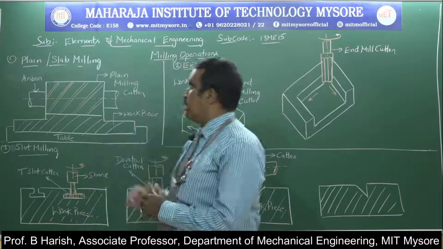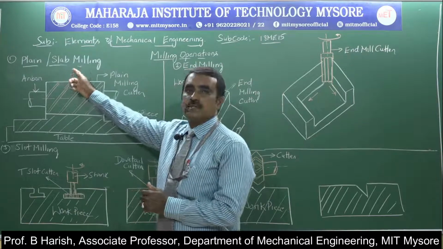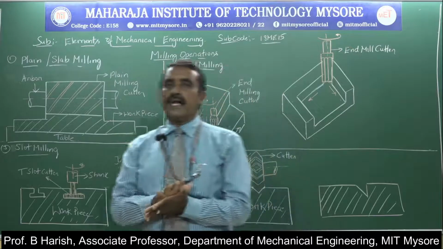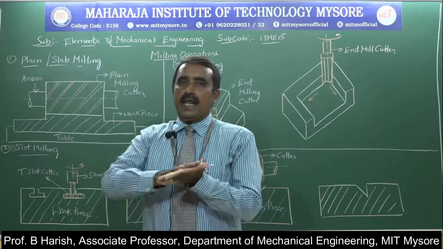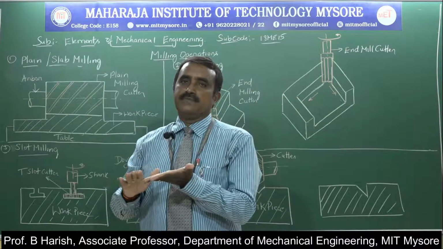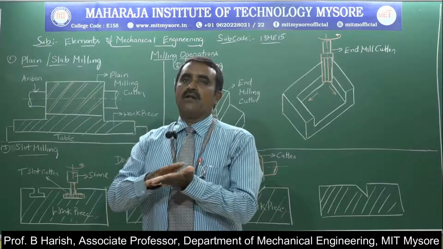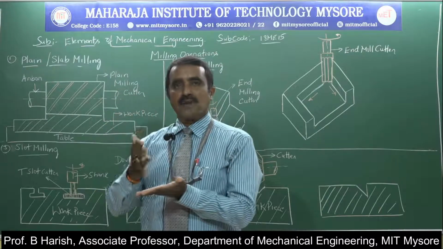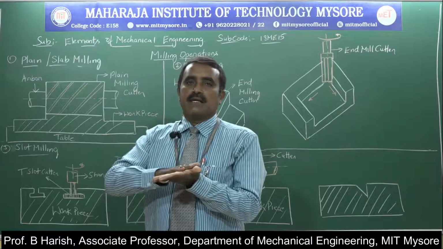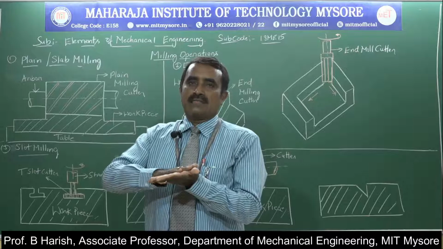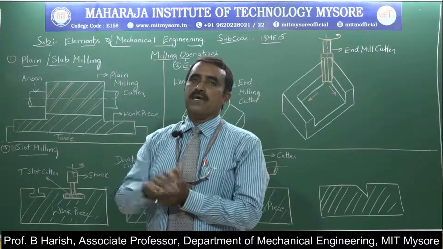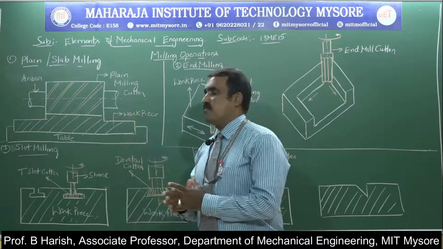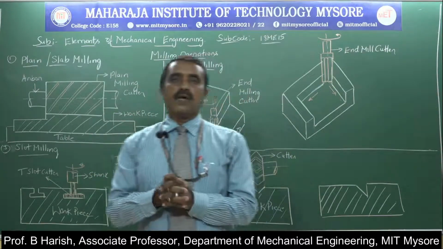We'll start with the first one. The first operation is plain milling or slab milling. Plain milling is producing a plain or flat surface, that's why the name given is plain milling. Slab milling is once again producing a horizontal surface on a slab, hence it is also called slab milling. This is the first operation that can be performed on a milling machine.